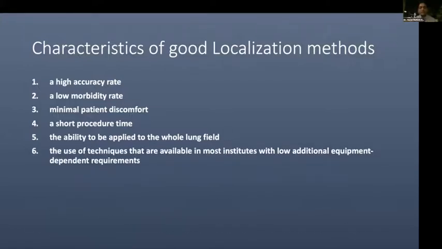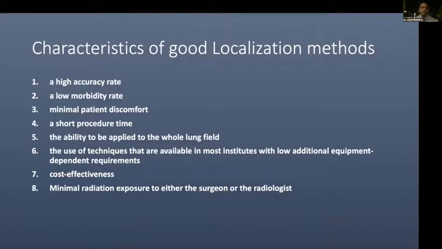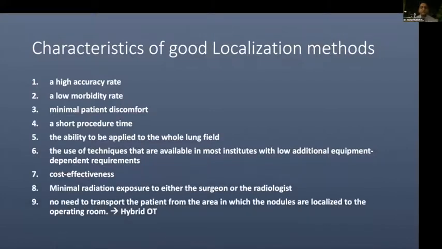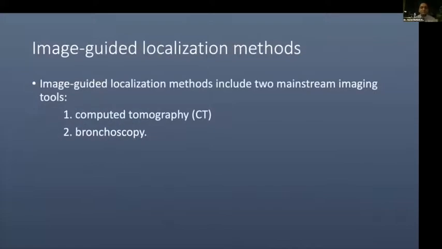It must be available in most institutions and require minimal equipment. It of course has to be cost effective. You want to have minimal radiation exposure to both the surgeon and the radiologist. And of course, moving forward to the future is the hybrid OT, where you can do everything in a one-stop center. So how do we do image-guided localization?